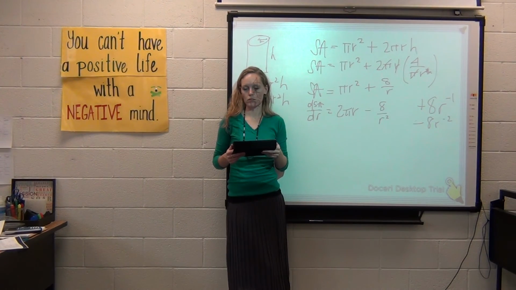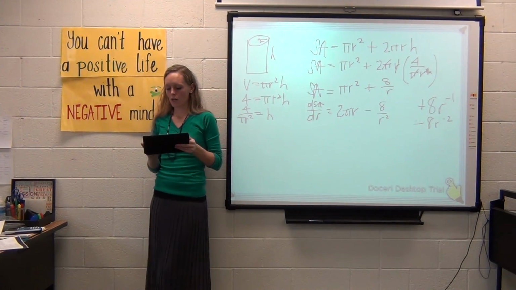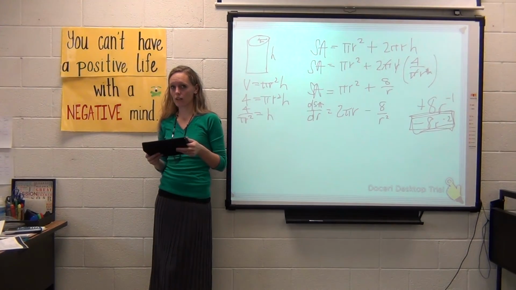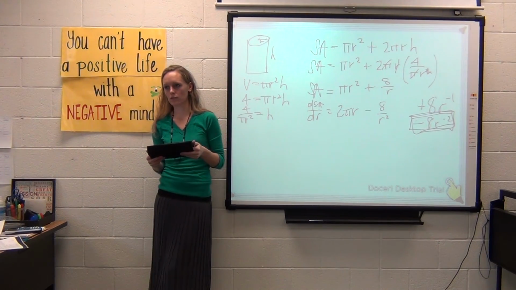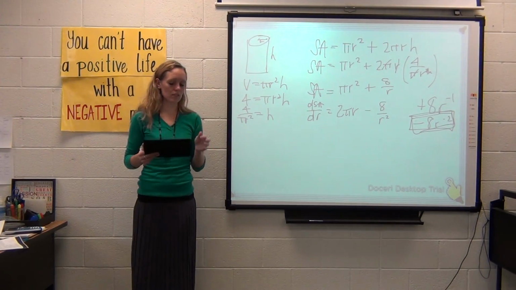Are you tracking with that? You might show this step every time, that's fine. I'm just trying to finish before the bell rings. But you subtract 1, and then because it's a negative, you move it down.